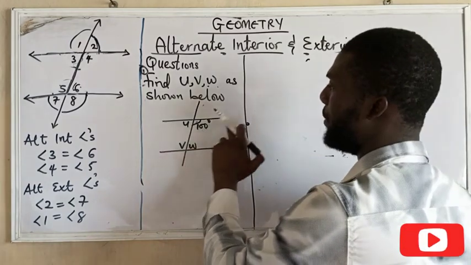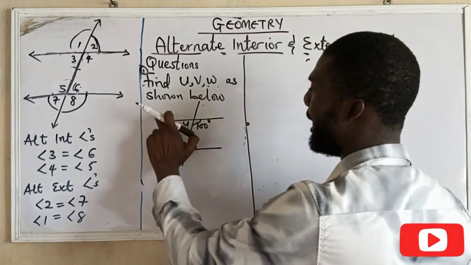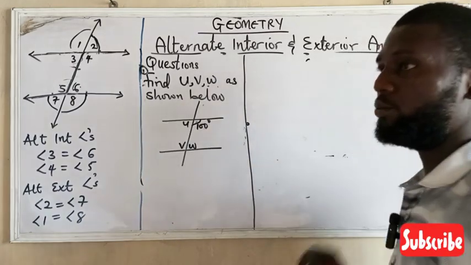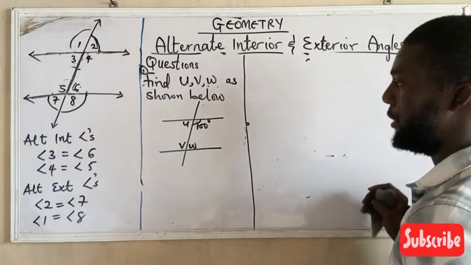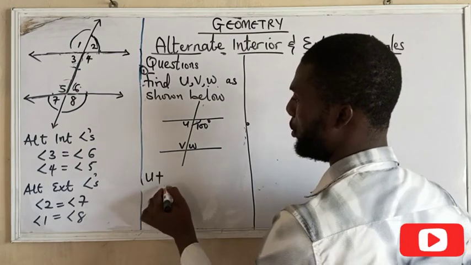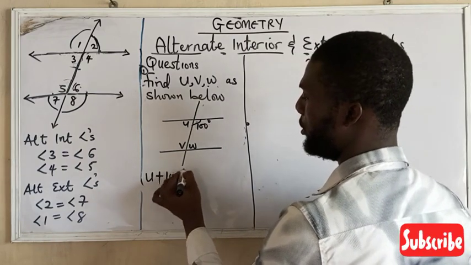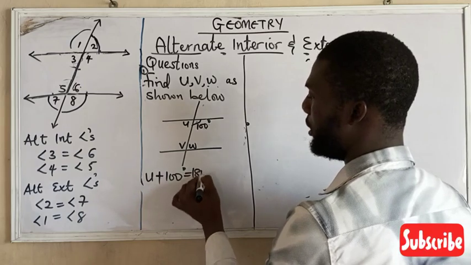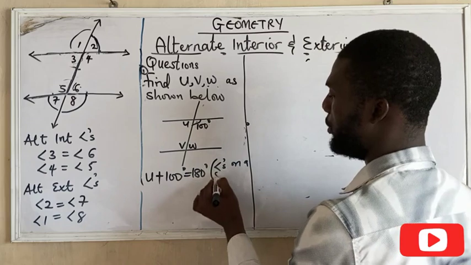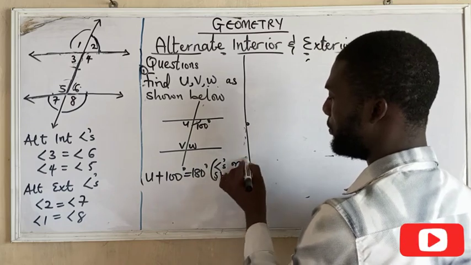I know that my letter U and 100 lie on the straight line, and angles on a straight line give me what? 180 degrees. So I can start by saying U plus 100 degrees equals 180 degrees. Reason: angles on a straight line.